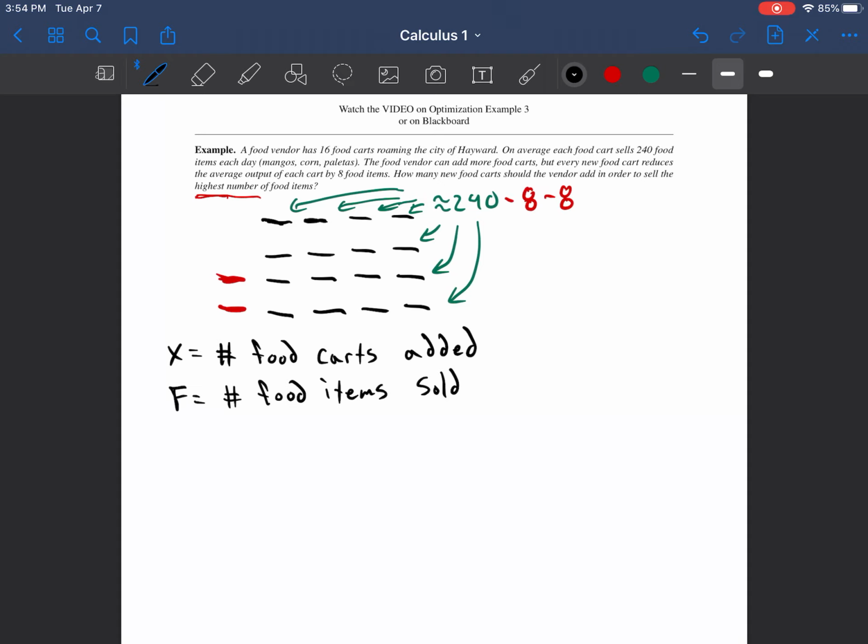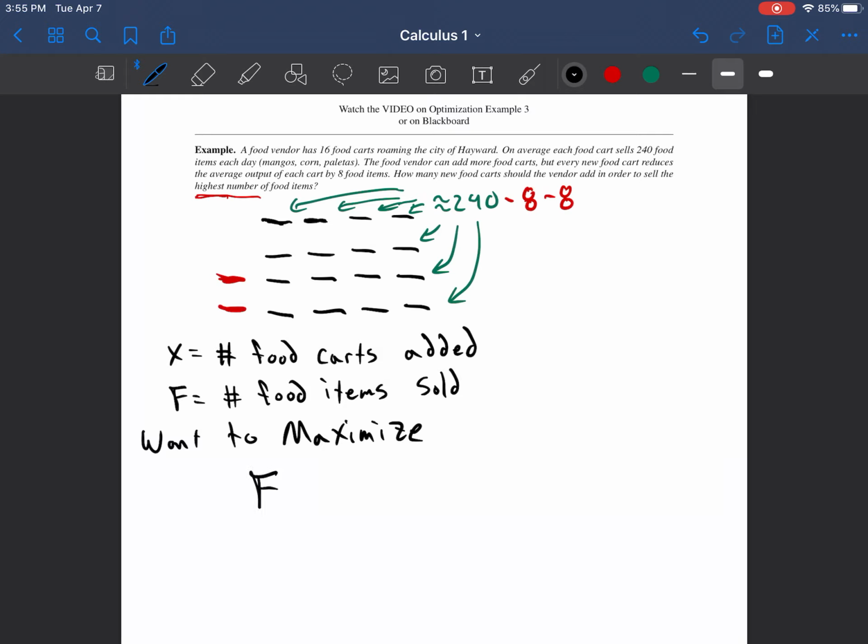Essentially here we've done steps 1 and 2. We read the problem, we read it again and really thought about it, drew a picture, and labeled some variables that we're going to use. Step 3 is to write down the equation that we want to optimize. And by optimize, I actually mean maximize. We want to find a maximum.